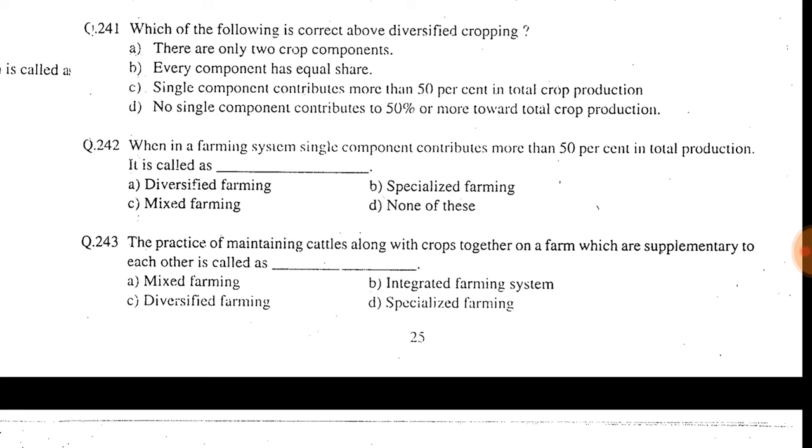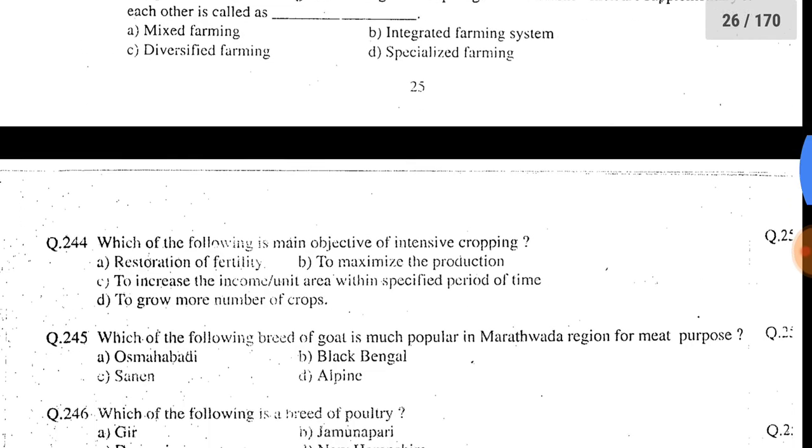Single component contributes more than 50% in total crop production. 242. When in a farming system a single component contributes more than 50% in total production, it is specialized farming. 243. The practice of maintaining cattle along with crops together on a farm, which are supplementary to each other, is called mixed farming.